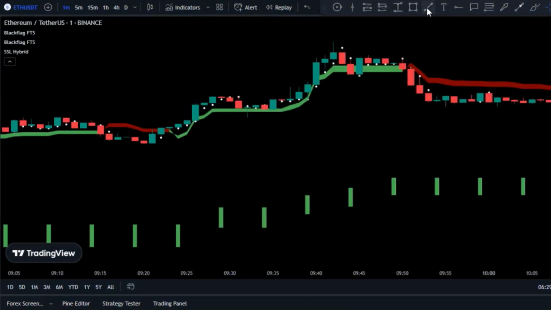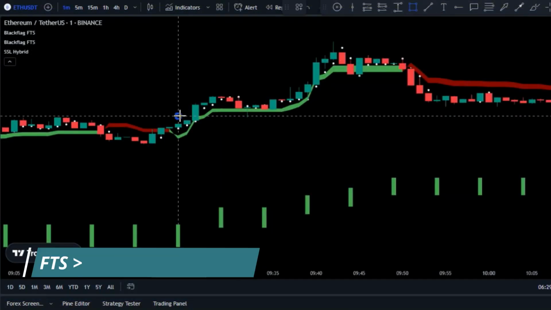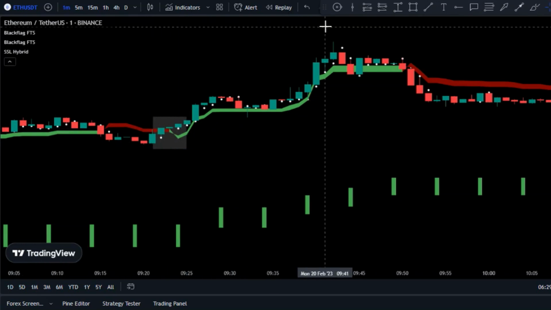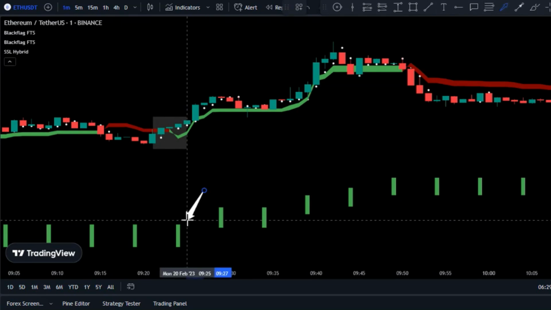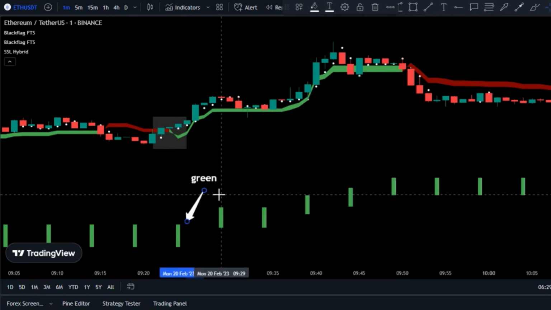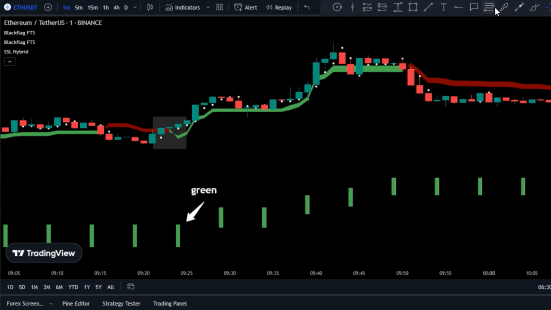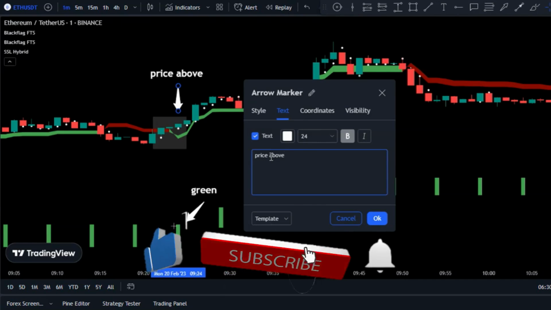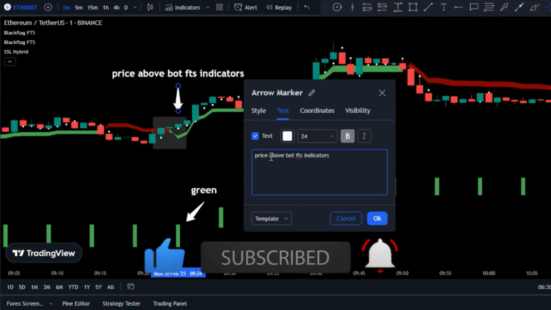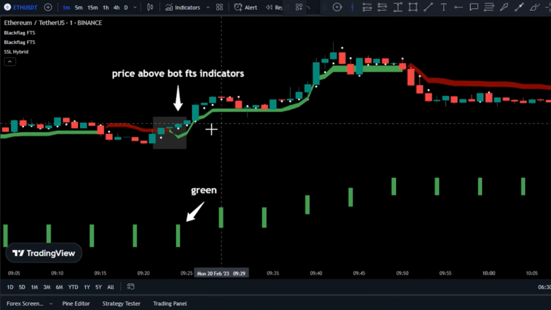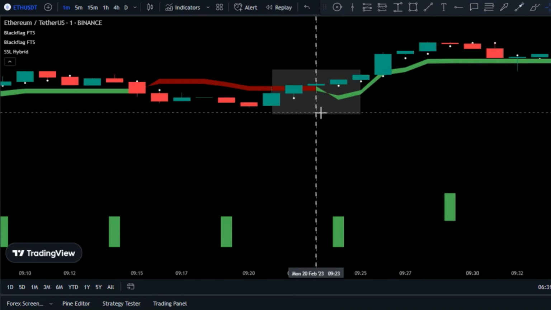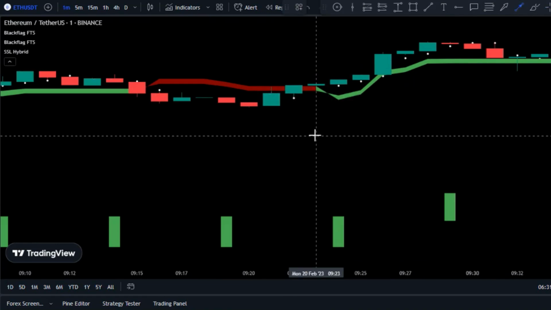To enter a buy trade, the FTS plot's background must be changed from red to green. Then the second FTS should be green and the price action should be above both FTS indicators. And for the final confirmation, we can enter the trade when a dot appears below the signal candle or the previous or the candle after it.